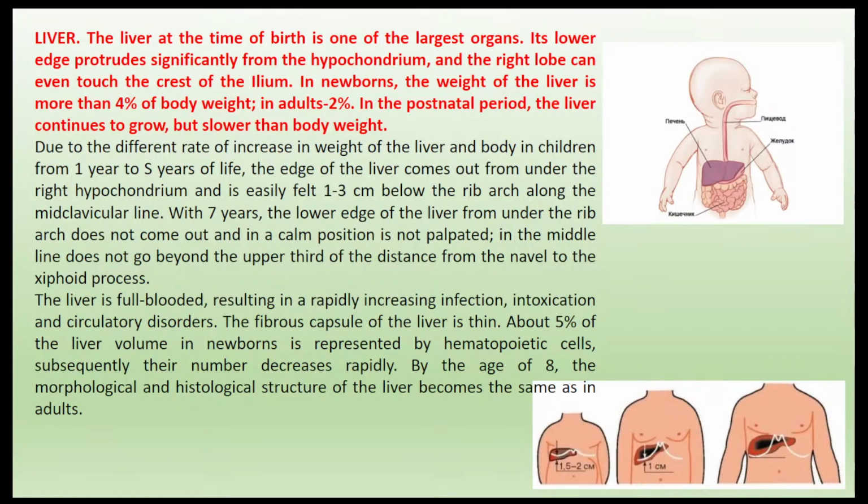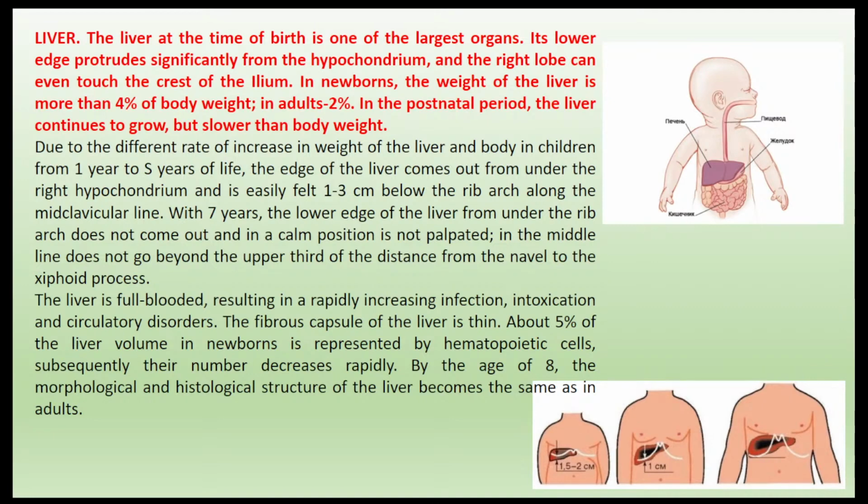The liver at the time of birth is one of the largest organs. Its lower edge protrudes significantly from the hypochondrium, and the right lobe can even touch the crest of the ilium. In a newborn, the weight of the liver is more than 4% of body weight. In an adult, it's only 2% of body weight.